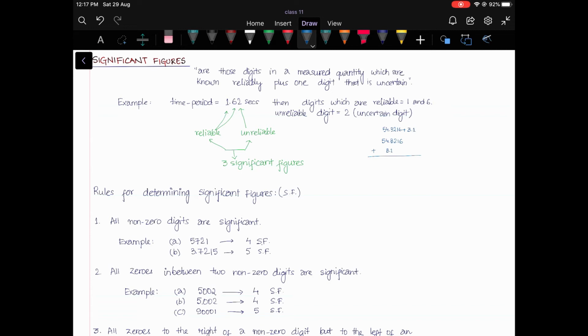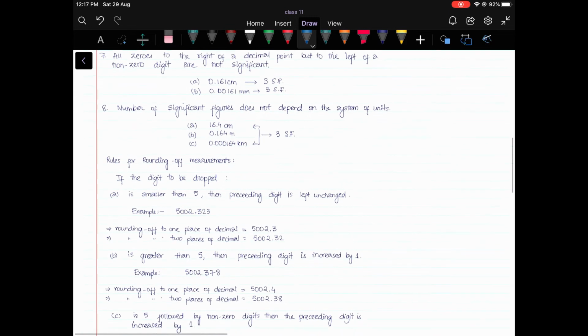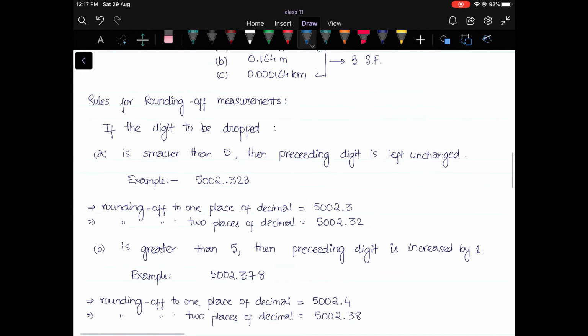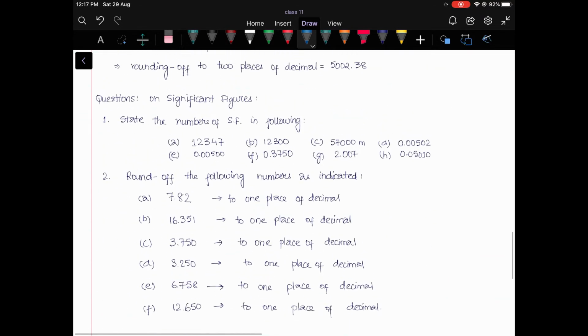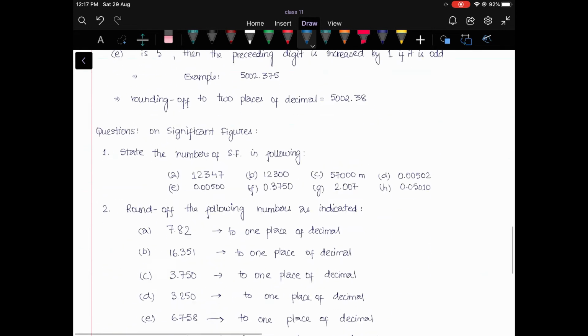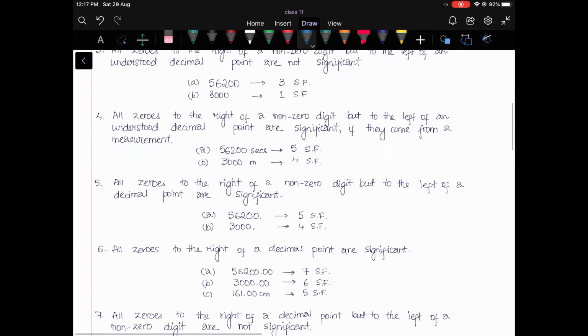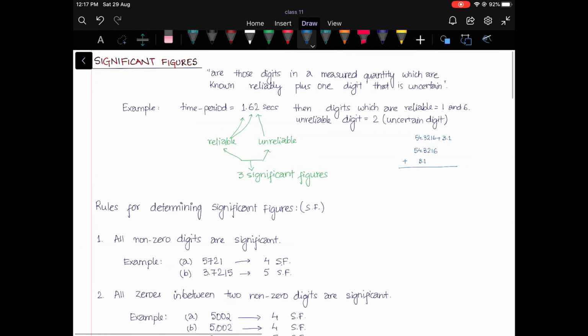In this video, we are going to learn about something called significant figures. Then we are going to talk about how we use the knowledge of significant figures to round off any measurement that we have. And finally, we are going to see how we add, subtract, multiply or divide numbers based on significant figures.